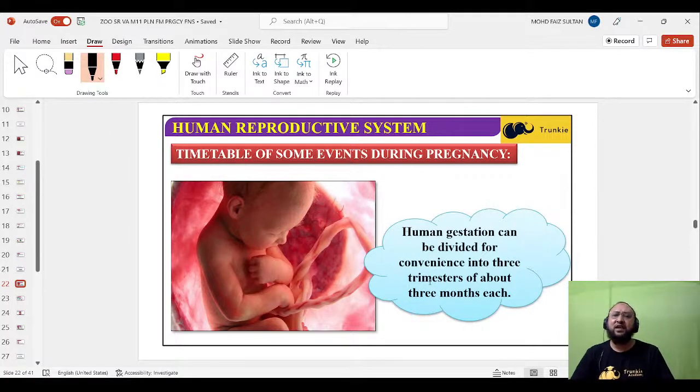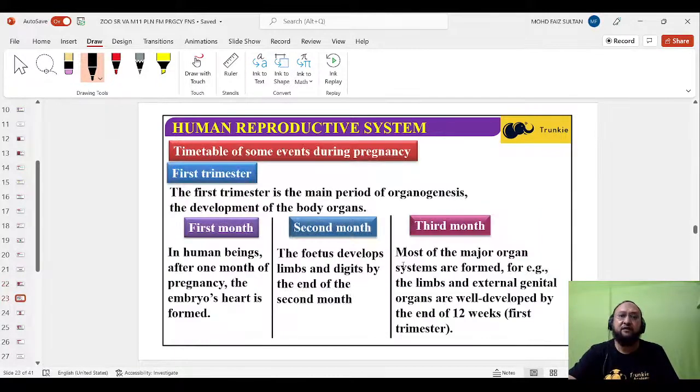Human gestation can be divided for convenience into three trimesters, about three months each. So first trimester, second trimester, and third trimester, like this. In the first trimester and the first month, what happens?